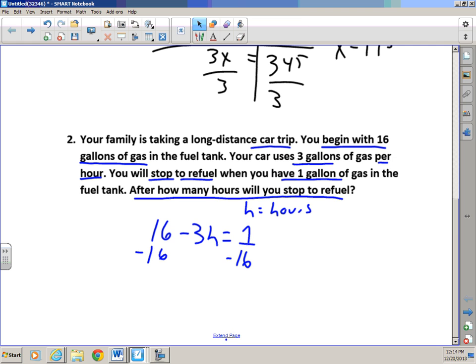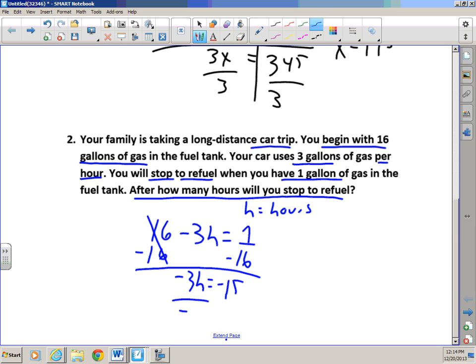Just move this up a little, extend the page. I'll just go with it. Negative 3H equals negative 15, and H is 5.